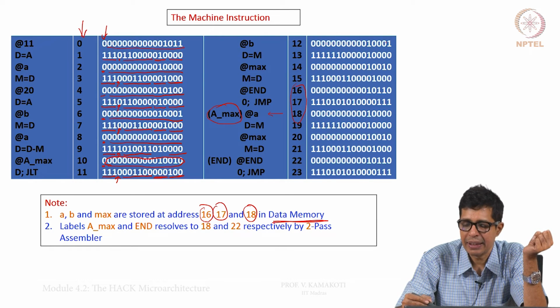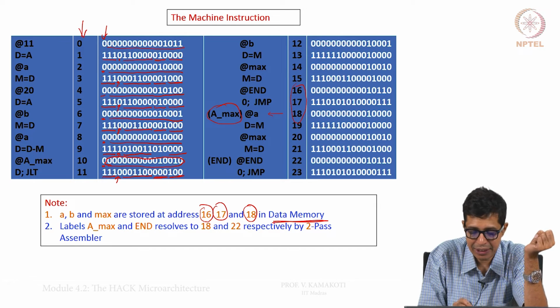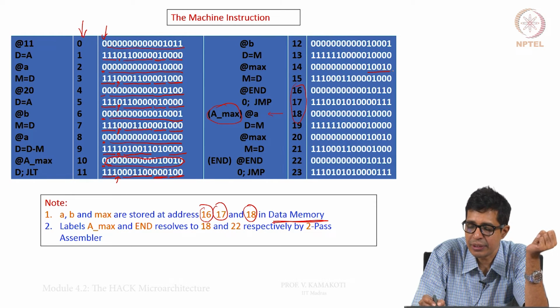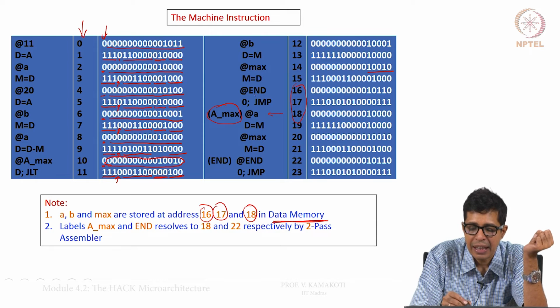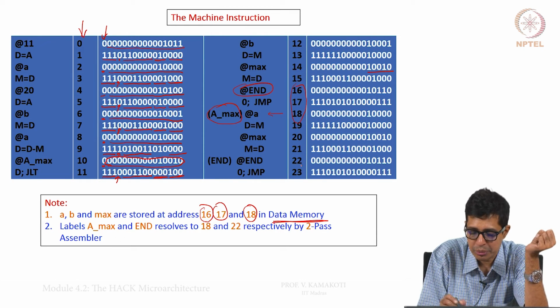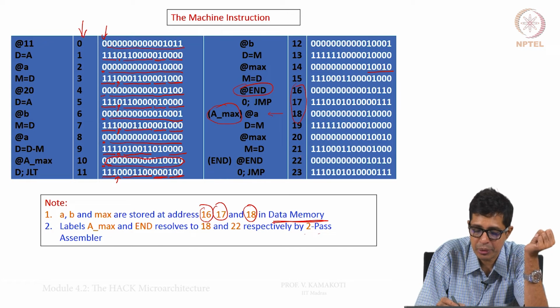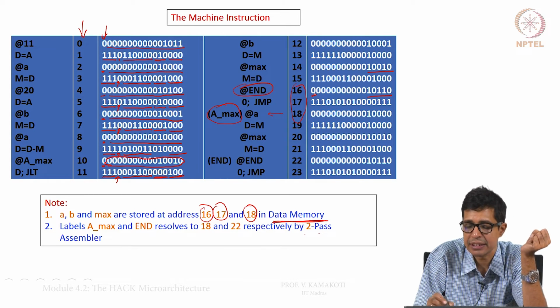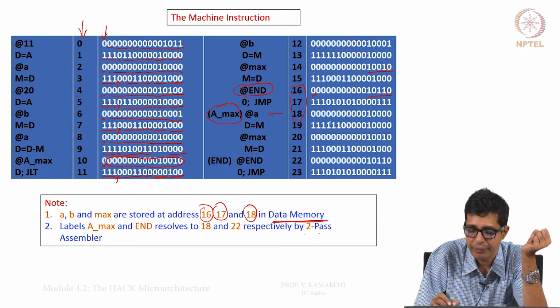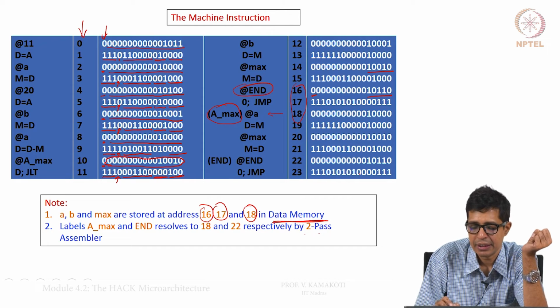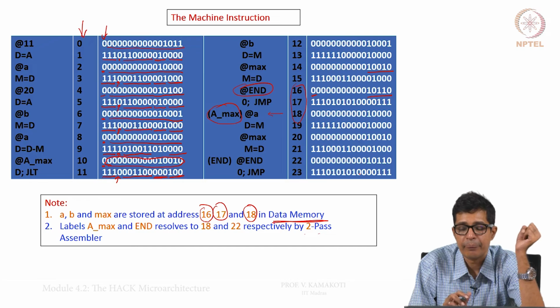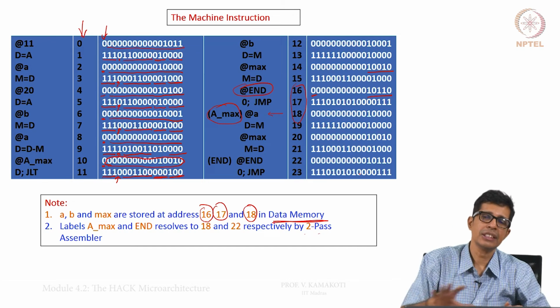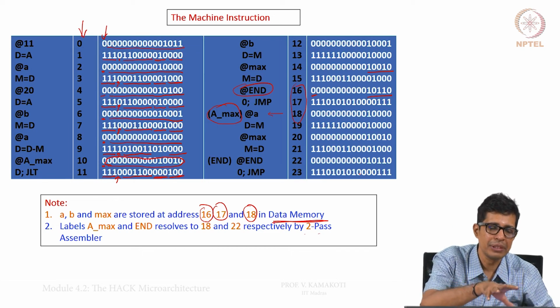Now, again at B, D equal to M, at max. We said that the max is at location 18, so this will come as 18, M equal to D. Again here, end resolves to 22 by the two pass assembly. So, 22 will be loaded here, 1 0 1 1 0, this is an A instruction, and then 0 colon jump and all these things. So, essentially this is the interpretation.